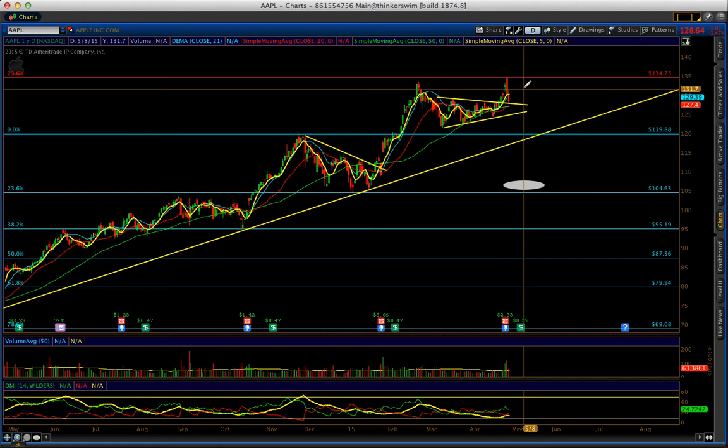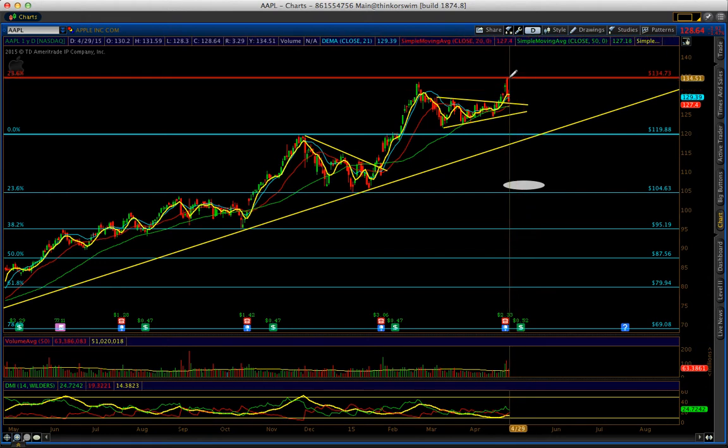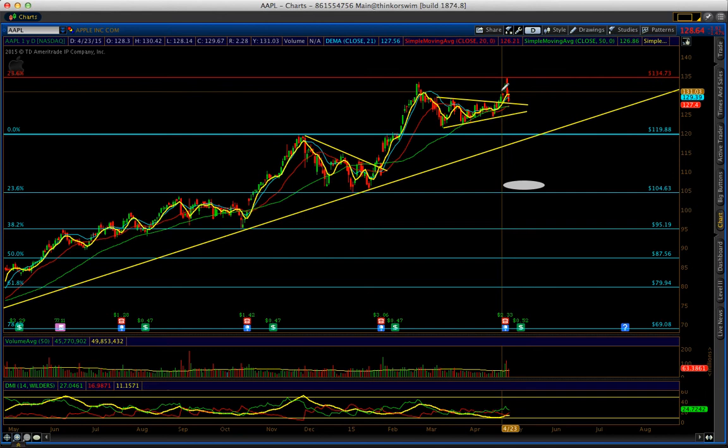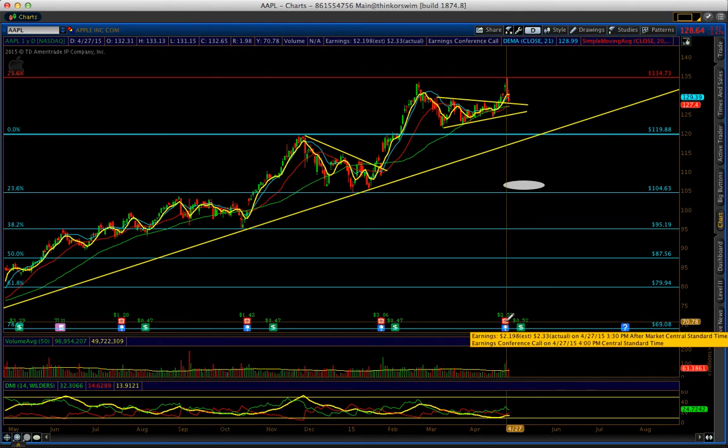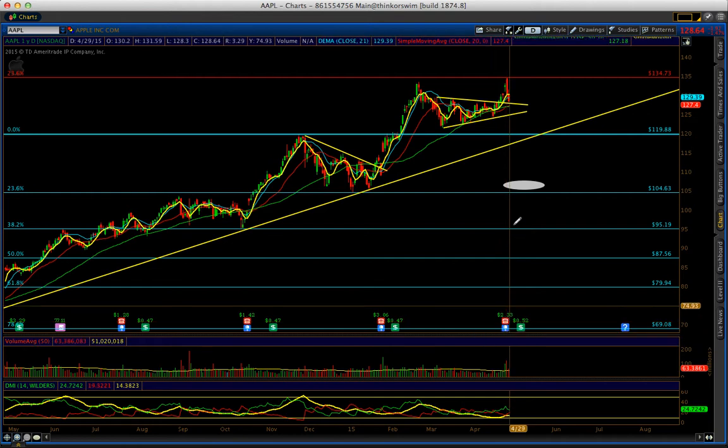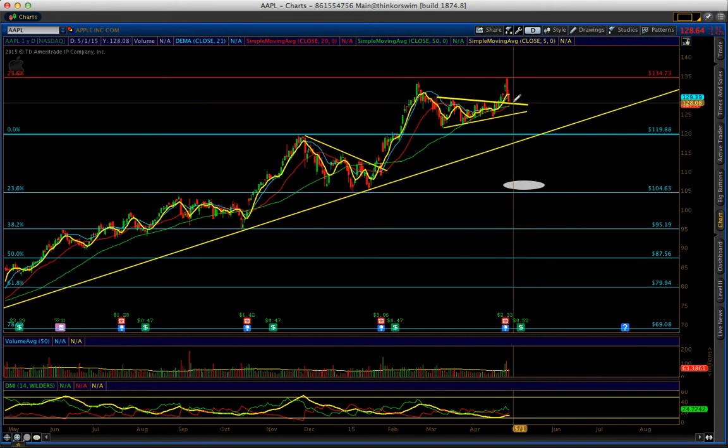Why? Because they don't know how to use Fibonacci. So I said many times the target was 134, but again we took profits because I didn't want to leave this on the earnings because anything could happen. So it broke out, but now it's testing the breakout.